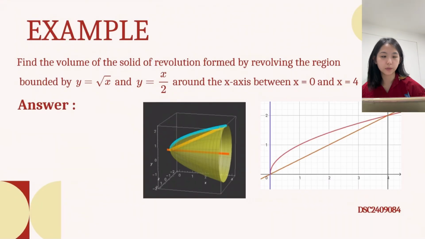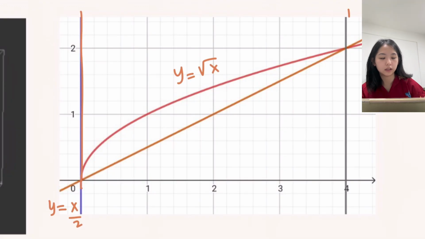Okay, so next is the example of the washer method. Here is the graph, which I already gave in the PowerPoint. This is x equals 1, this is x equals 4, and this is the curve.